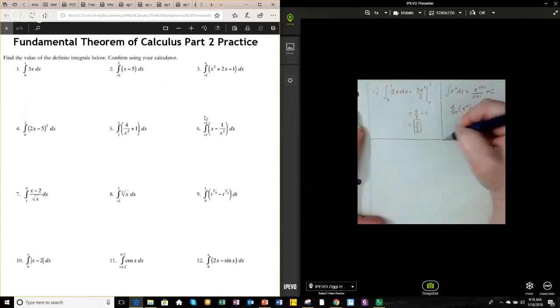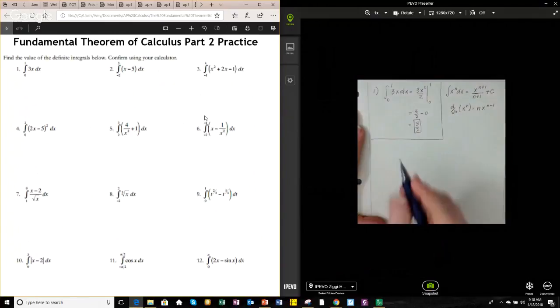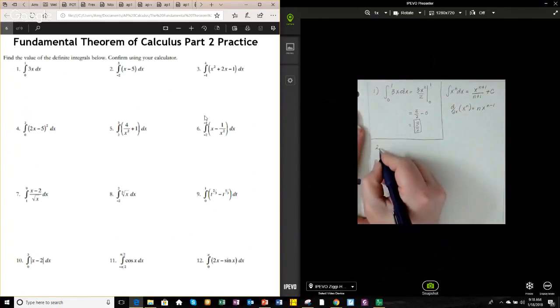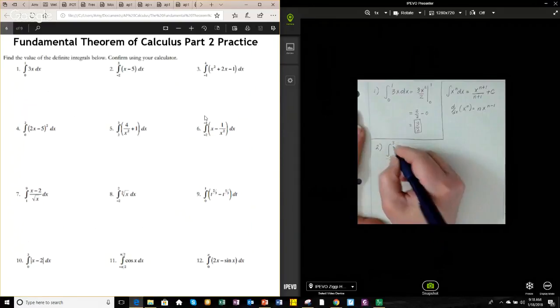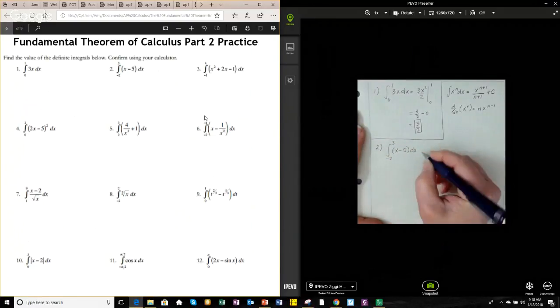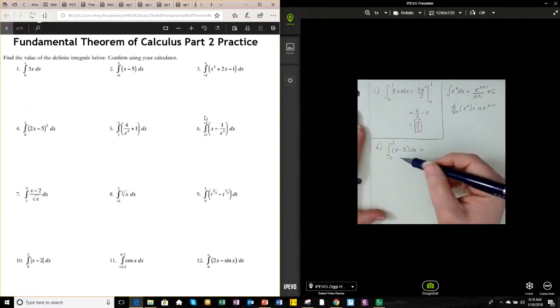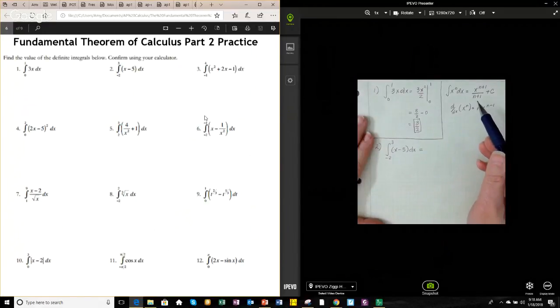Moving right along. Let's do number 2. That's going to be the integral from negative 2 to 3 of x minus 5 dx. All right, so I'm going to do these antiderivatives a piece at a time. Whose derivative is x? Well, I'm going to use the reverse power rule to find the antiderivatives.